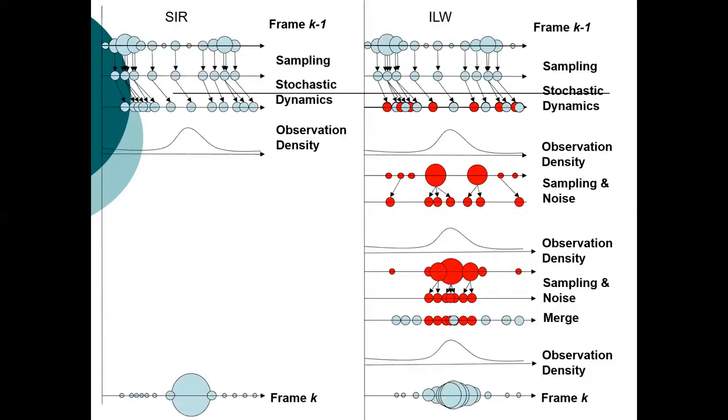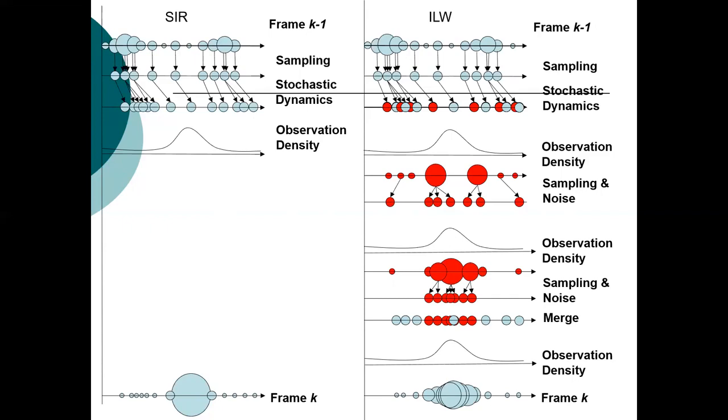And it works like this. On the left here you have condensation, and on the right you have iterated likelihood weighting. You can see that after the first step, when we apply the stochastic dynamics, we divide the particle set into two, the red ones, and we iterate those more than once on the actual frame.